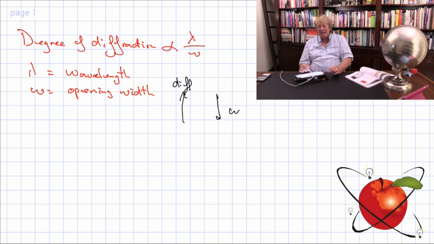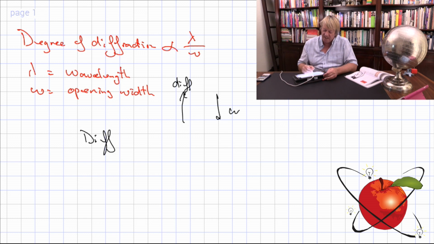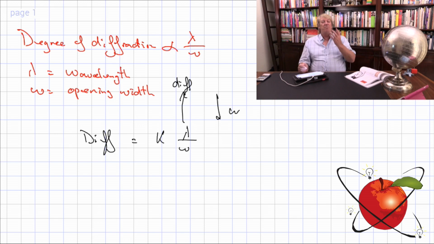The greatest diffraction is obviously when the width and the diffraction are linked to each other. We'll get to that in a second. And the degree of diffraction is also proportional to the wavelength, which is pretty obvious. Now, you could create a proportionality constant there, and you could say that the degree of diffraction is equal to K lambda over W. Which is fine. We're not going to use that currently.